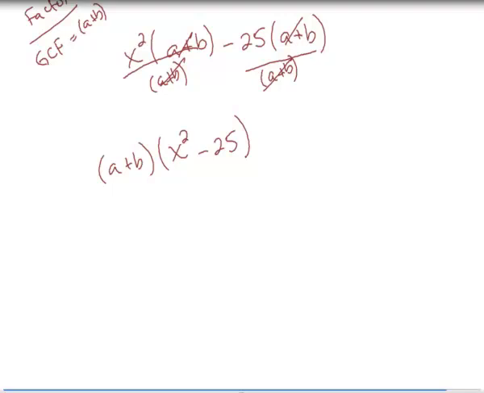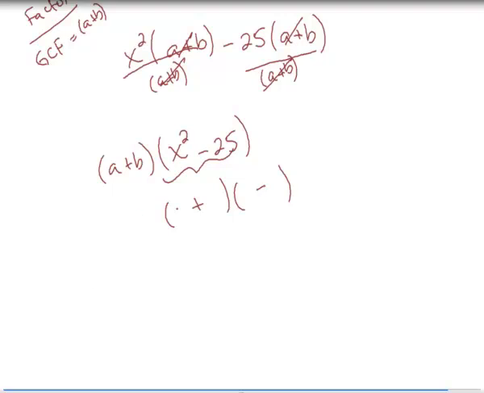So I've factored it out some. A plus b times x squared minus 25. But what do we notice about the x squared minus 25? It's a special case. It's a difference of squares. So we're going to use the difference of squares there. Remember how we do difference of squares? One's plus, one's minus.